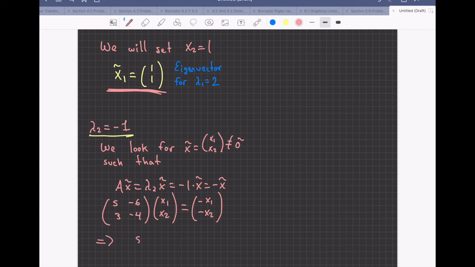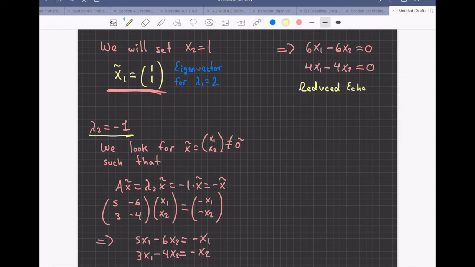So the equations here are 5x1 minus 6x2 equal to -x1, 3x1 minus 4x2 equal to -x2. So again, subtract from the equation 1, add x1, and in the equation 2 add x2. You will have 6x1 minus 6x2 equal to 0. And in the equation 2, we will have 4x1 minus 4x2 equal to 0. And again, compute the reduced echelon form. You will see that we have the same equation, so the reduced echelon form is going to be 1, -1, 0, 0, 0, 0.